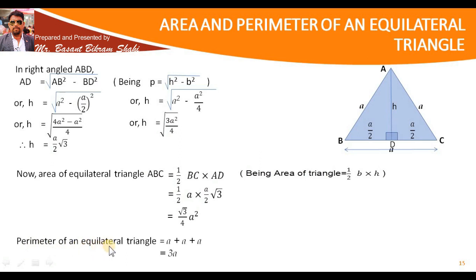Now perimeter of an equilateral triangle. Perimeter is the sum of all sides. Here AB plus BC plus CA. AB is A, BC is also A, and AC is also A. Therefore it is A plus A plus A, that is 3A.